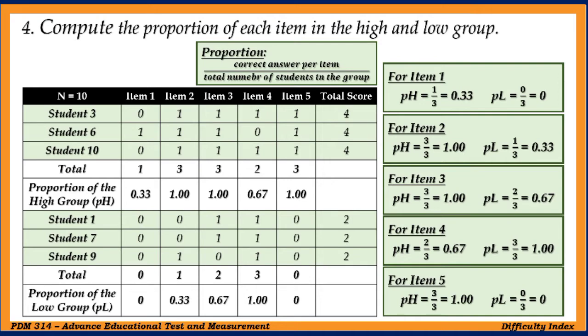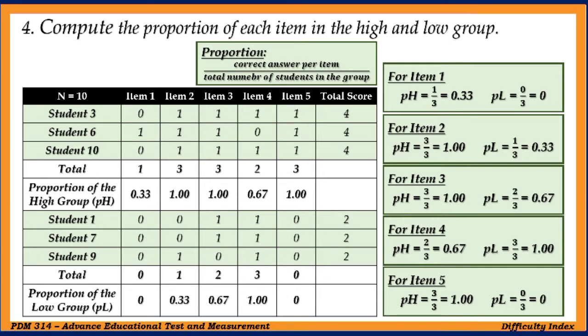The formula that we're going to use is proportion equals correct answers per item all over the total number of students in the group. For item number 1, the proportion of the high group is equal to 1 over 3, which is equal to 0.33. The proportion of the low group is equal to 0 divided by 3 equals 0. For item number 2, the proportion of the high group is equal to 3 over 3, which is equal to 1, while the proportion of the low group is equal to 1 over 3 equals 0.33.